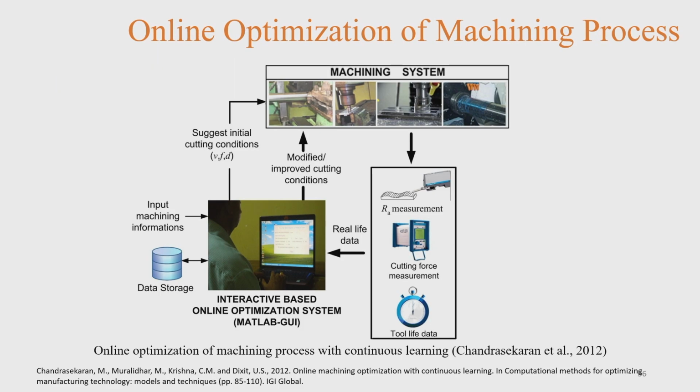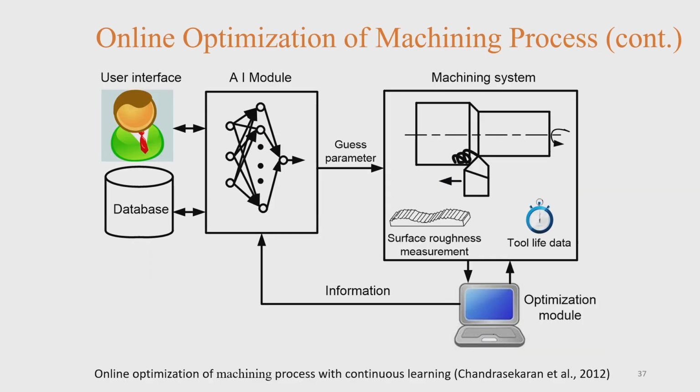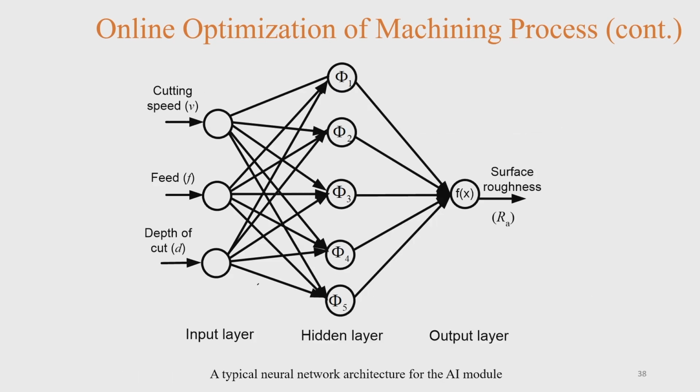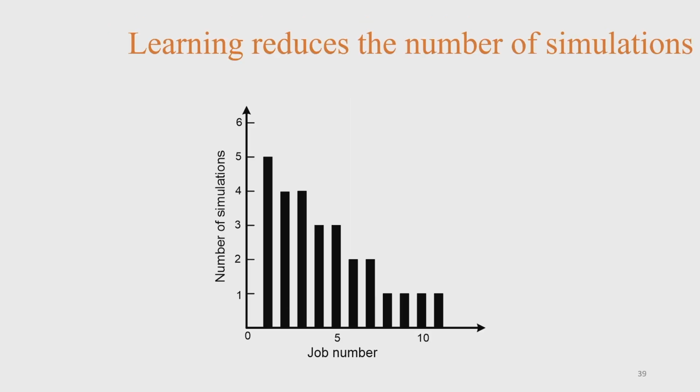And then, as I said, we can have online optimization of machining processes with continuous learning. We can have a scheme where, suppose we have to make something, we give some guess point, AI calculates the guess parameters, and then machining is done, but we get feedback, and then AI understands that behavior and can make some modification. That type of process can go on, and usually with the help of data you can fit a neural network, like cutting speed, feed, and depth of cut as input, and surface roughness as output.